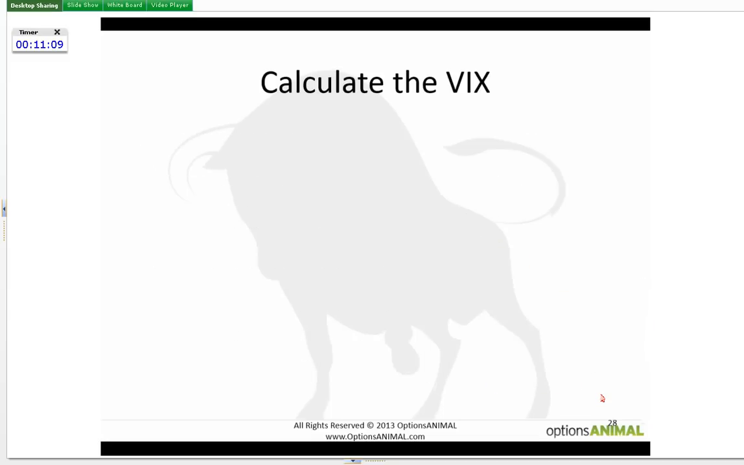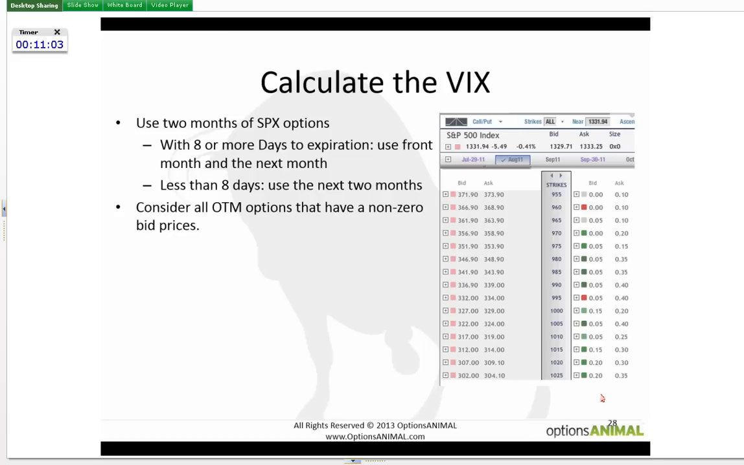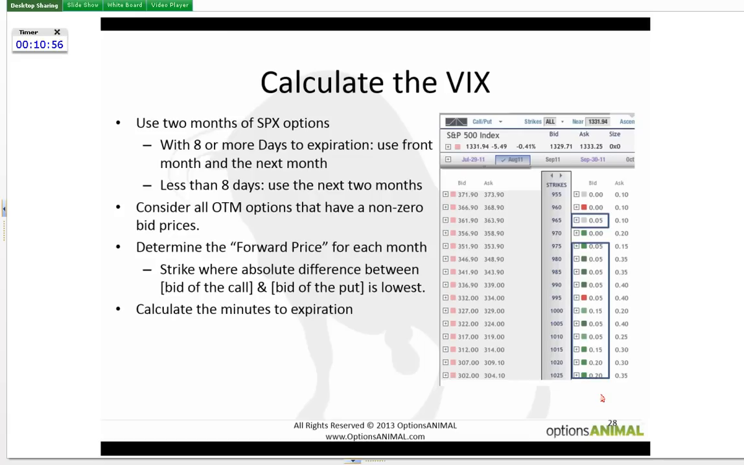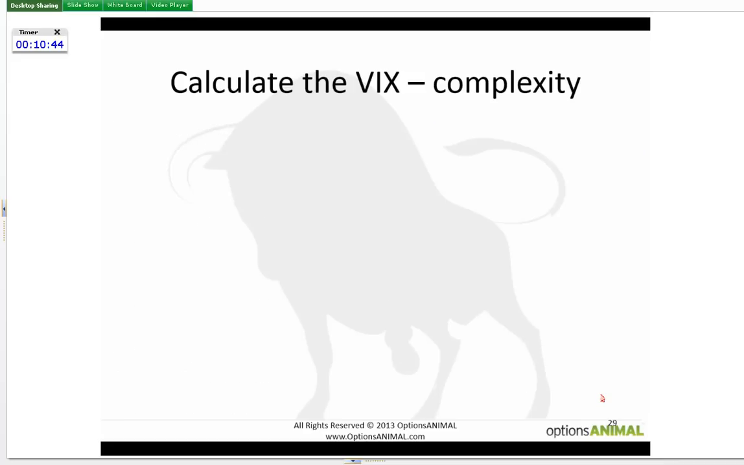Okay, I'm joking again. I'm going to go through this real fast, and you can go and get the white paper, but you use 2 months of options, use out-of-the-money options, anything that has a non-zero bid, determine a forward price, calculate how many minutes, then you do a whole bunch more math and you multiply times 100. You can go get the white paper from the CBOE if you really want to know how it's calculated. But why go over some of that? Because the VIX is very complicated. There are a lot of moving parts in the VIX.